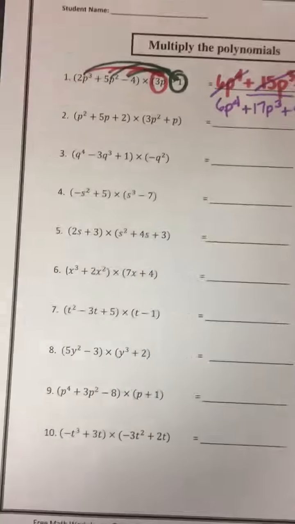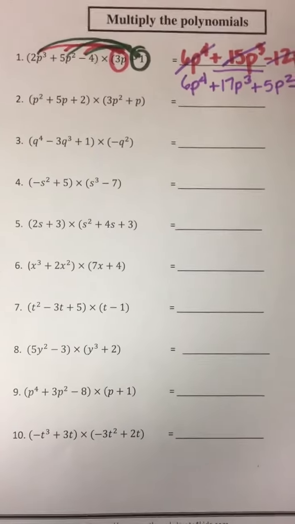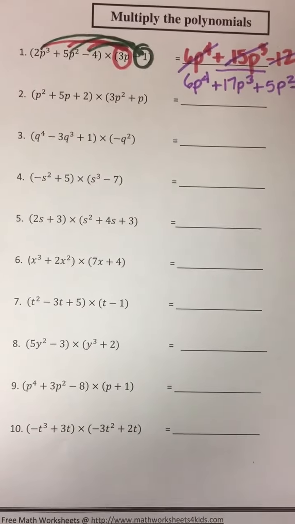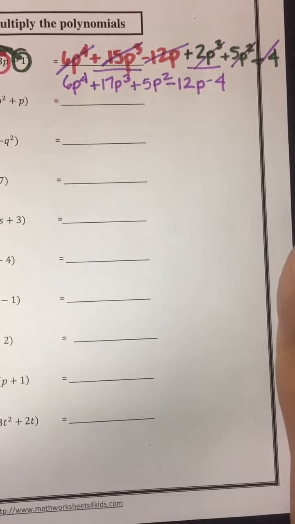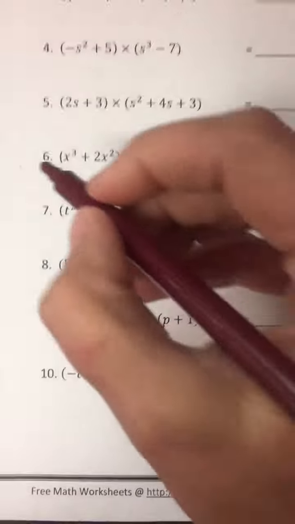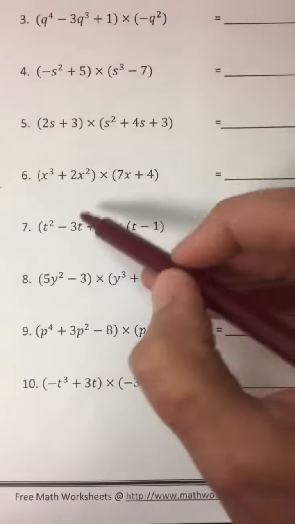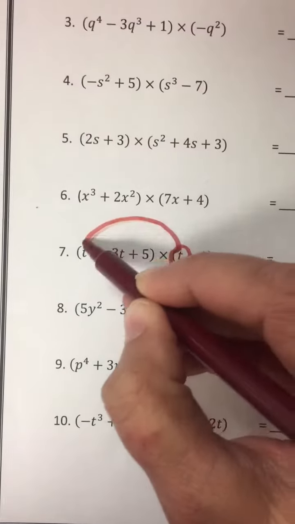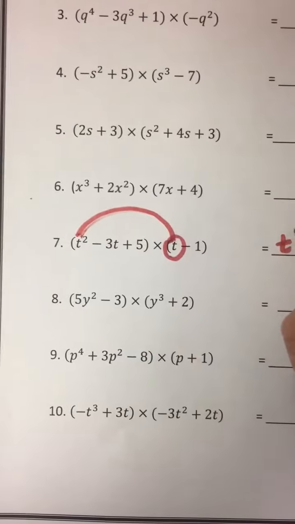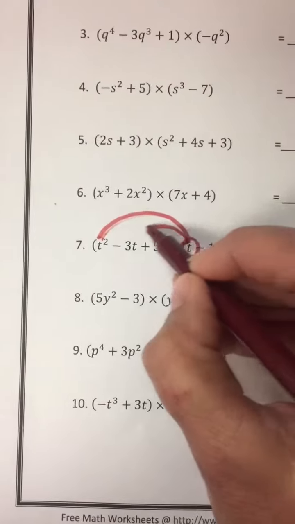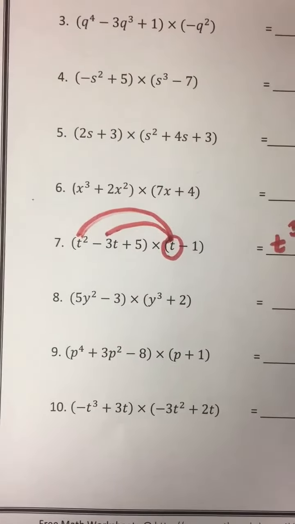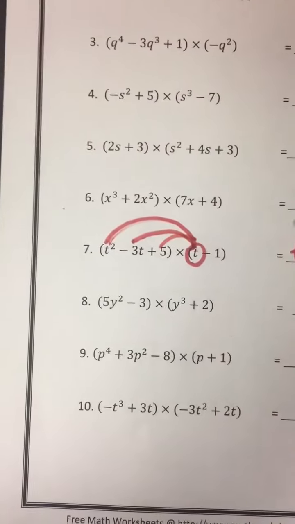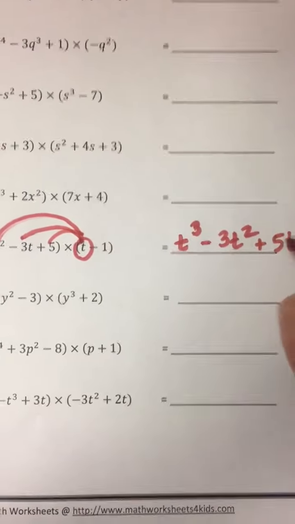So this is how we multiply a binomial times a trinomial. Again, it's just distribution. It's just distribution. So if I wanted to do another example, we'll come down here and we'll do number 7. I'm going to take my first term, which is t, and I've got t times t squared, which is going to be t cubed. Then I have t times negative 3t, which will be minus 3t squared. And then I'll have t times 5, which is 5t.